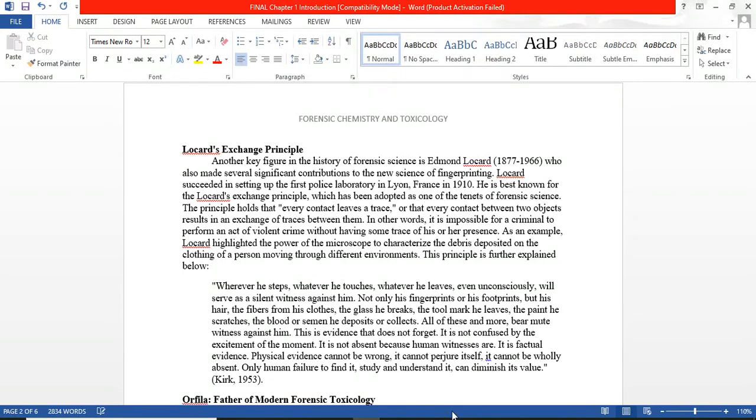This is evidence that does not forget. It is not confused by the excitement of the moment. It is not absent, as human witnesses are. It is factual evidence. Physical evidence cannot be wrong. It cannot perjure itself. It cannot be wholly absent. Only human failure to find it, study and understand it can diminish its value.